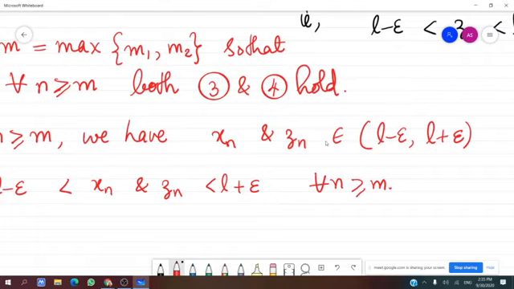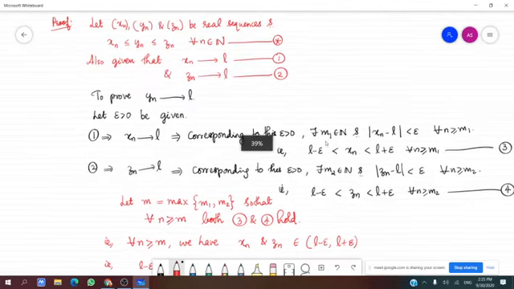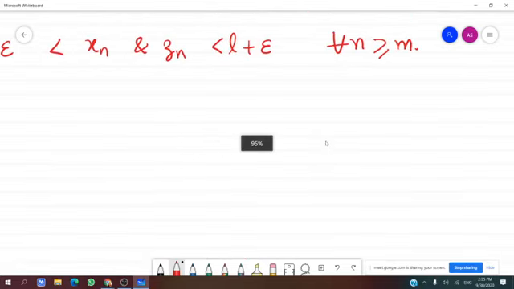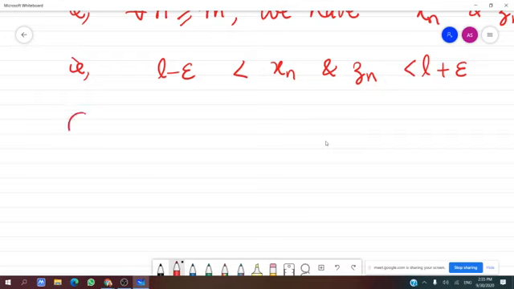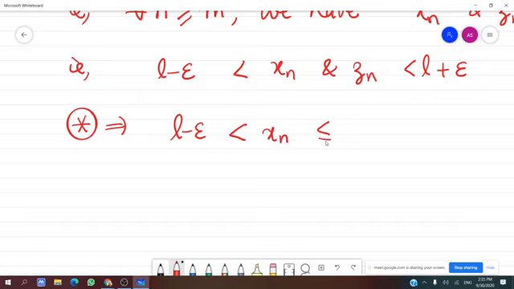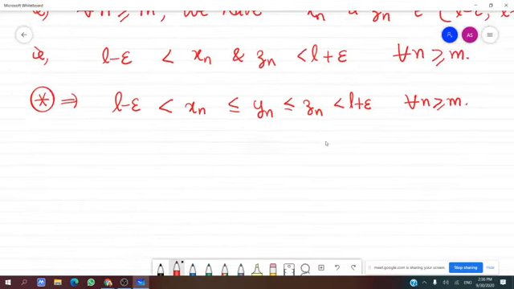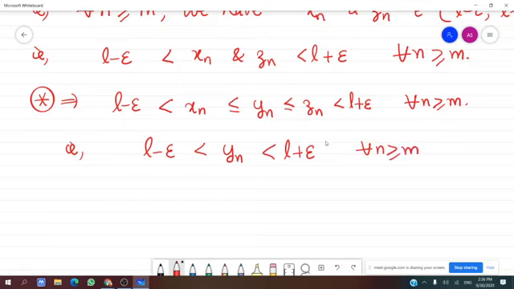Now from condition star, we have the relationship between xn and zn. Clearly xn is less than or equal to zn for every n. So condition star implies I can write L minus epsilon less than xn, and this is less than or equal to yn less than or equal to zn less than L plus epsilon for all n greater than or equal to M. അപ്പോൾ നമുക്ക് നമ്മളുടെ required condition കിട്ടിക്കഴിഞ്ഞു. That is, yn is lying between L minus epsilon and L plus epsilon for all n greater than or equal to M. Okay.